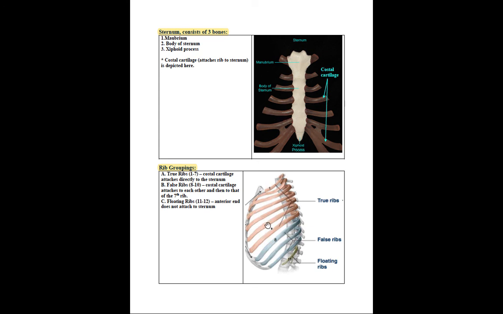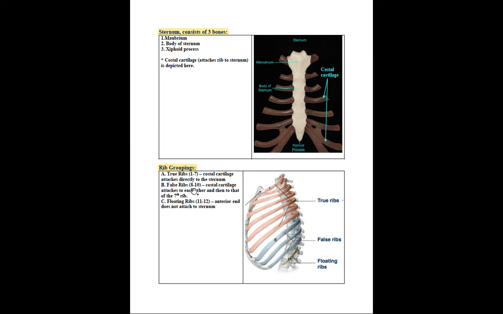Rib groupings. So for your rib groupings, you're going to have your true ribs, rib 1 through 7. The reason these are called the true ribs is that the costal cartilage is actually going to attach directly to the sternum. So you can see 1, 2, 3, 4, 5, 6, 7. Each of the points of the costal cartilage is going to attach directly to the sternum, from the sternal end of the rib to the actual sternum itself.